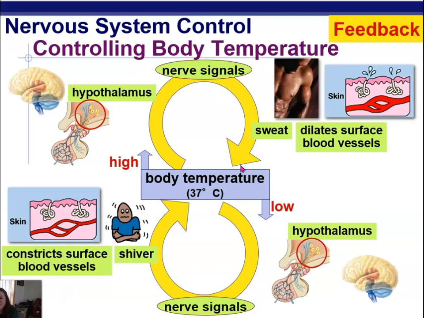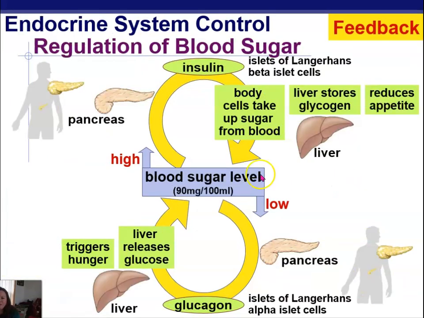So it's negative feedback. If your body temperature is too low, the hypothalamus doesn't like that, so it sends out signals to our targets, which cause you to shiver or constrict blood vessels, which then brings your body temperature back to normal, and then it shuts down, everything back to normal again. Regulation by negative feedback. How about blood sugar?